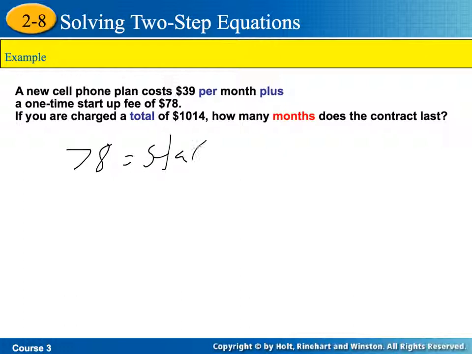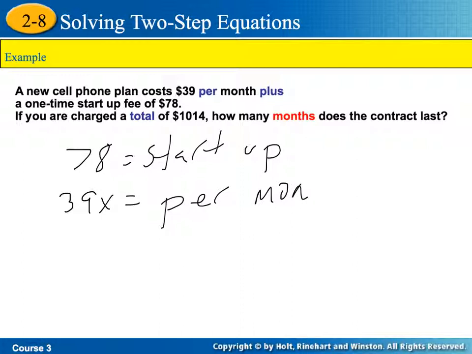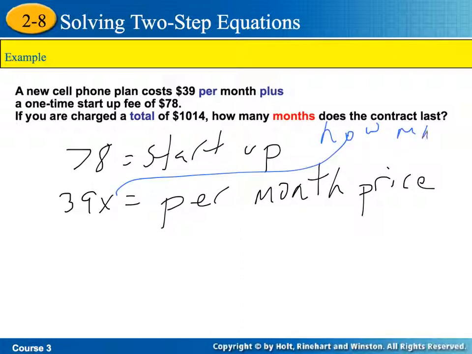So that's our startup fee. Then it costs us $39 per month. How many months are we dealing with? I don't know. Do you know how many months we're going to be dealing with? No, not yet. So how could I write $39 for as many months, but I don't know the months? I would write that as 39x, with x being the number of months. And that's going to be our per month price. And our x, remember, is how many months, because we have no idea how many months it takes.